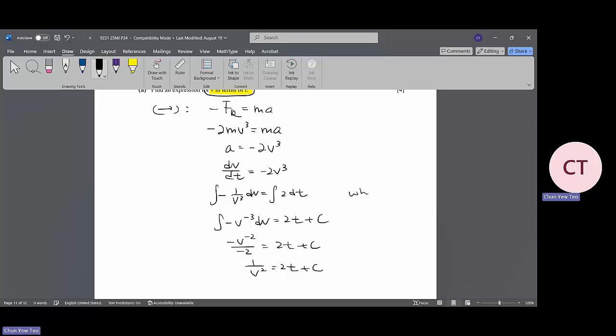Then when t equals 0, v equals 1. That means 1 over 1 squared is equal to 0 plus c. So your c is 1. Therefore, 1 over v squared is equal to 2t plus 1. There's a 2 here, sorry, I made a mistake. So this is a 2, so the c is a half.